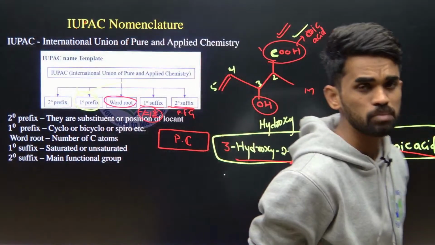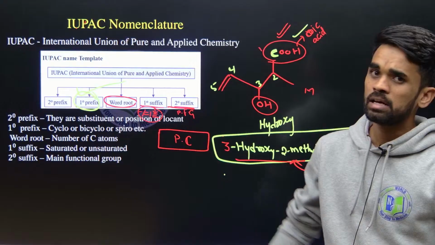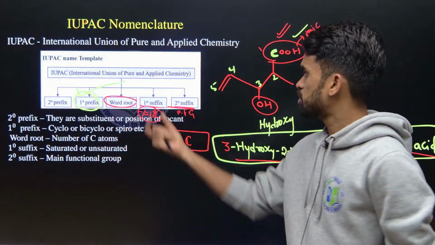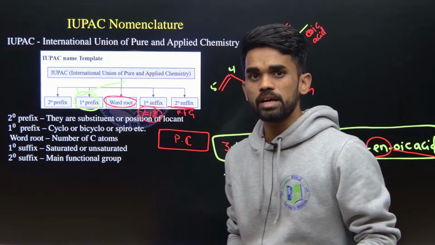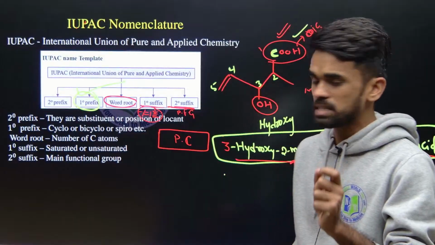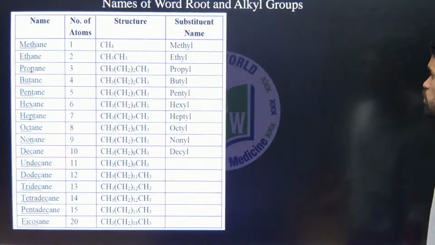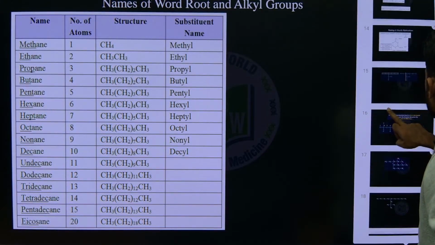The primary prefix is nothing but whether it is bicyclo, cyclo, spiro, or open. That kind of clarity we get from the primary prefix. So this is the standard way of writing an IUPAC name of the given organic compounds. Hope the discussion here is clear. Let me show you a few examples. All this we discussed in the last class, yesterday's class.